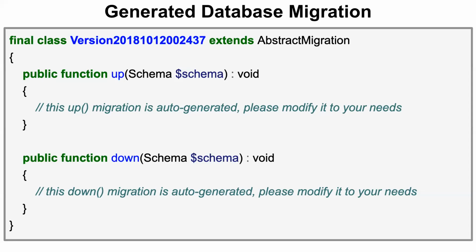And what that's going to do is generate a class that looks like this. This class has an up and a down method, and right now they're just blank. But the idea is that whenever you run the migrations, it will execute the up method of any versions in your code base that haven't been executed on the database that you're connected to. So Doctrine actually keeps track of the version numbers and which ones have been executed and which ones have not.